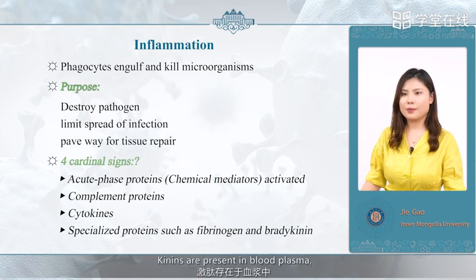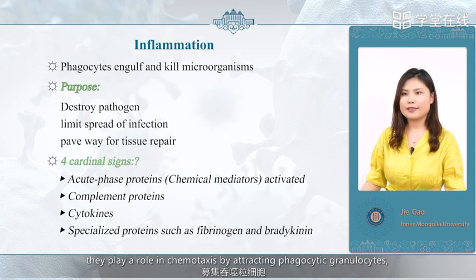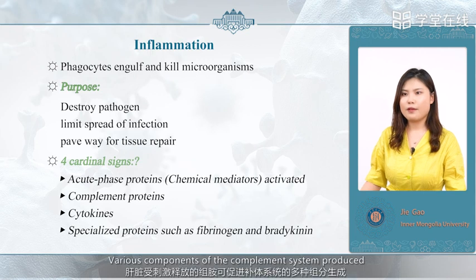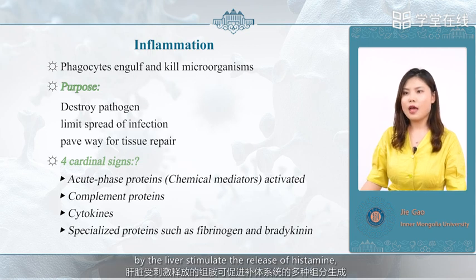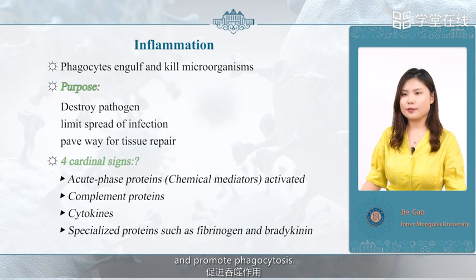Kidneys are presented in blood plasma, and once activated, they play a role in chemotaxis by attracting phagocytic granulocytes, chiefly neutrophils, to the injured areas. Various components of the complement system produced by the liver stimulate the release of histamine, attract phagocytes, and promote phagocytosis.